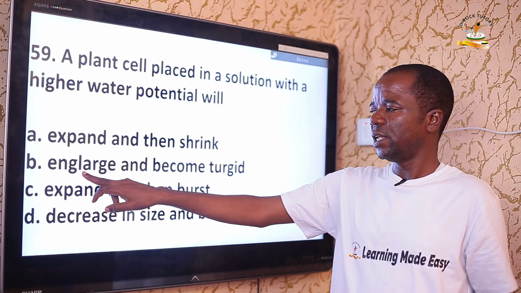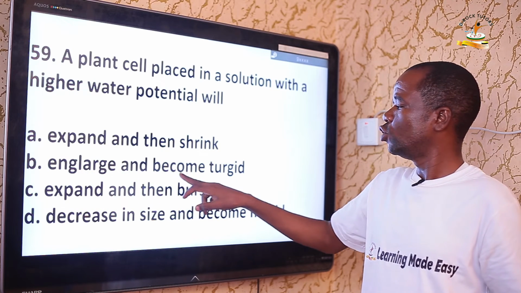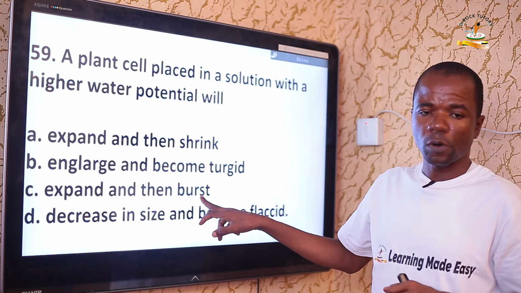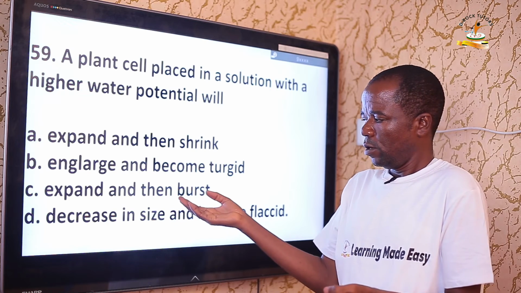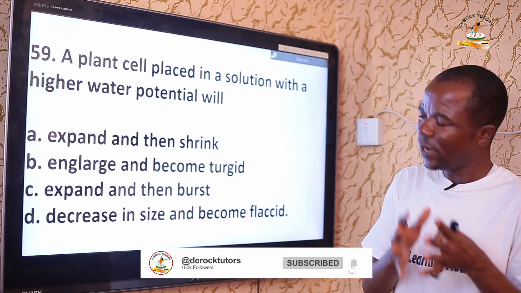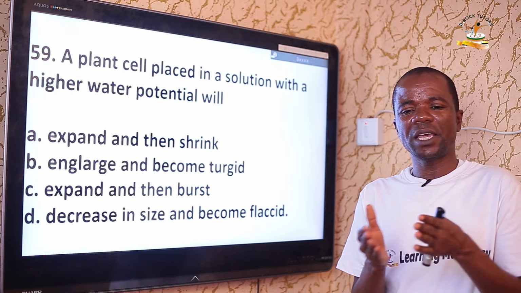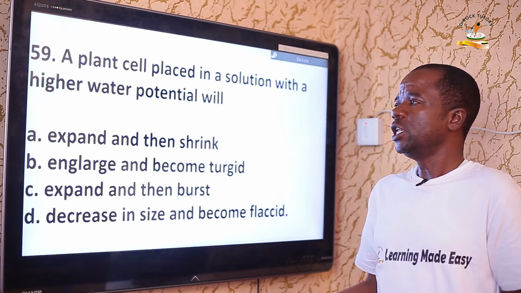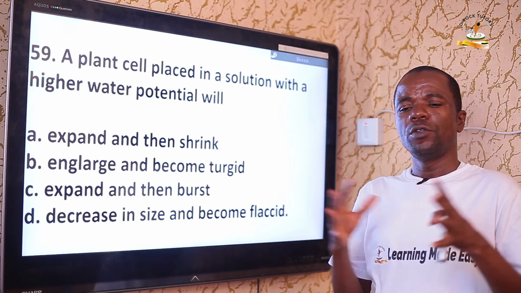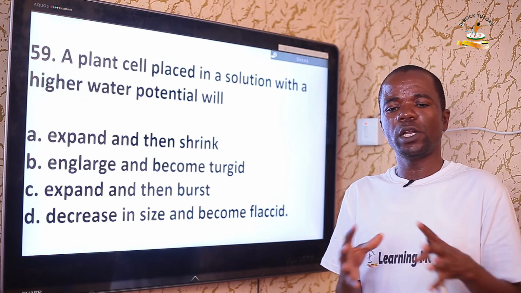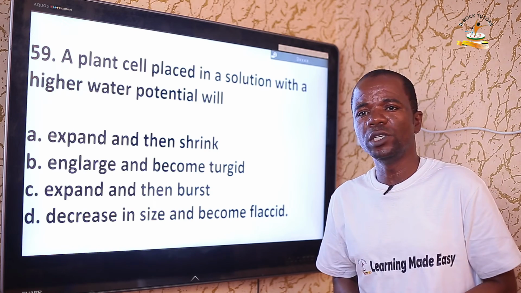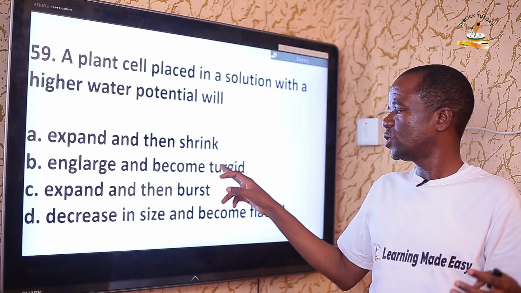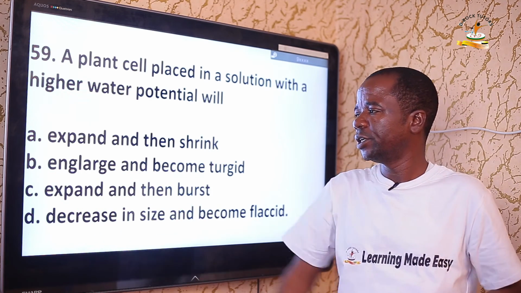It swells. That's the meaning of it enlarges. It will enlarge and it will become turgid. Don't forget, even though it can expand, it will not burst. Because if we are talking about bursting, that is when you are placing something like an animal cell, like a red blood cell, an erythrocyte. If an erythrocyte is placed in water, in a dilute solution, water will go in, the red blood cell will swell up, and eventually it will burst. We refer to that as hemolysis. But that will not occur in the case of a plant cell. The plant cell will only enlarge and become turgid. It won't burst. So the correct answer here is B.